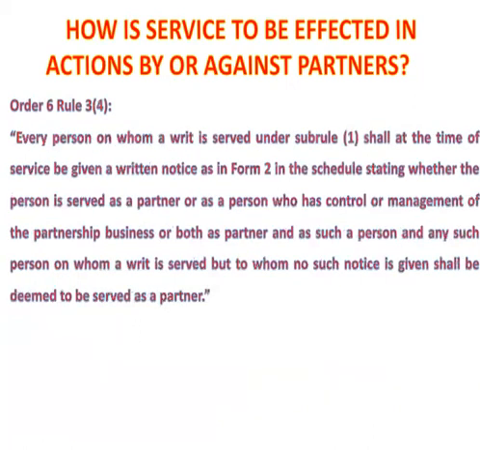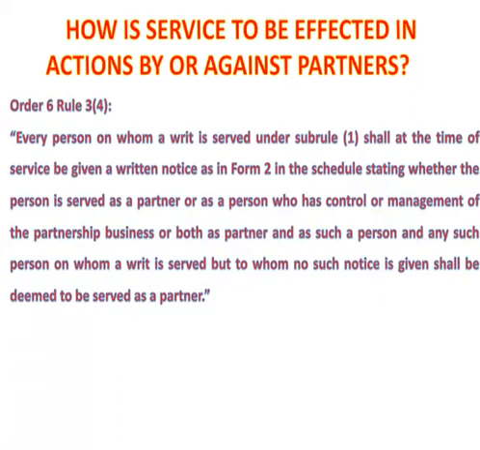Now we are being told under Order 6 Rule 3 sub Rule 4 that every person on whom that writ is served under sub Rule 1, you have to give the person a written notice as in Form 2 in the schedule, stating whether the person is served as a partner or you serve the person as a person who has the control or management of the partnership business. Or you indicate whether you serve them both as a partner and as a person who has such control. And any person that you don't give that notice to shall be deemed to have been served as a partner.